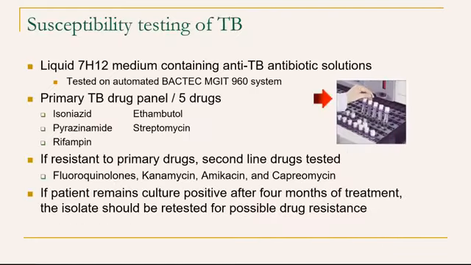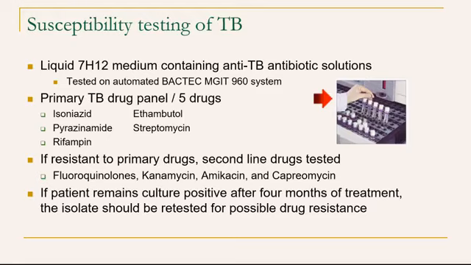Susceptibility testing of TB. There have been various methods used over the decades, but the most commonly used one now are liquid 7H12 medium tubes that contain anti-TB antibiotic solutions. You can purchase these tubes, and then they are put into the automated Bactec MGIT system. They test for your primary TB drugs.